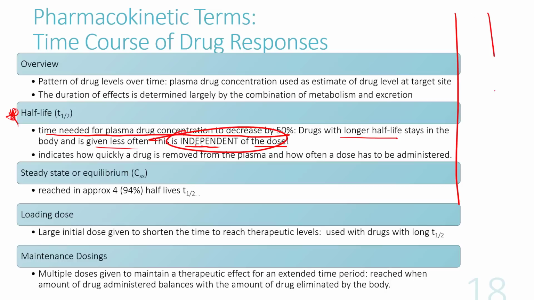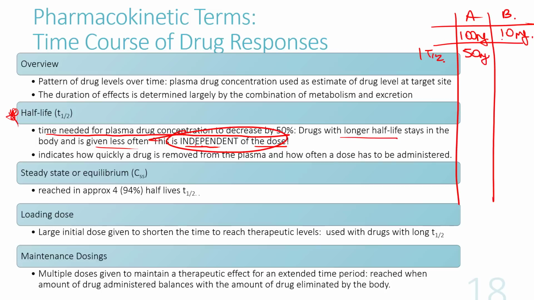So we have two patients, patient A and patient B. Patient A is given 100 milligrams of a drug. Patient B is only given 10 milligrams. After one half-life, it decreases from 100 in patient A to 50. In patient B, it decreases from 10 to 5.